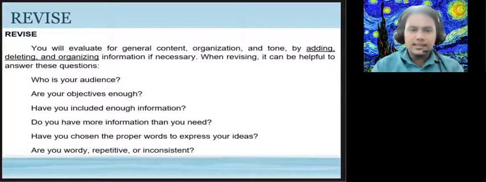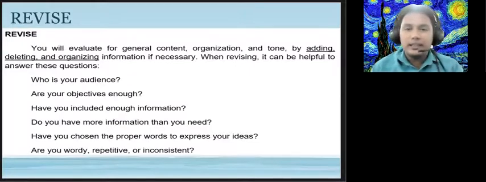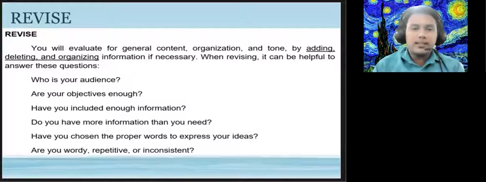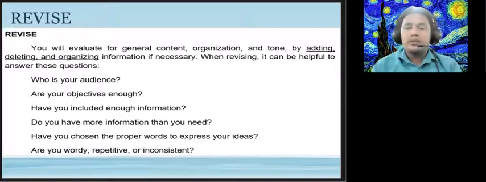Next, lastly, is to revise. So revising part na tayo. In the revising part, we will evaluate for general content, organization, and tone by adding, deleting, and organizing information if necessary. When revising it, it can be helpful to answer the following questions. Sabi nga sa pagre-revise, pwede ka mag-add, pwede magbawas, pwede mong i-organize ulit. These are the questions that will be helpful in revising your survey questionnaire.